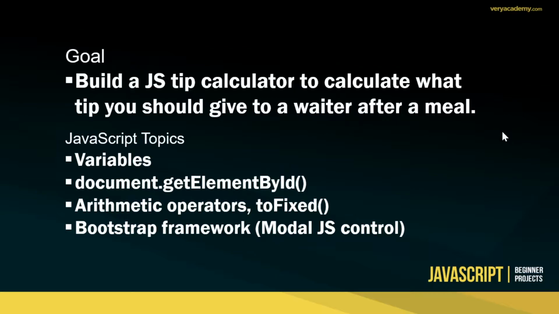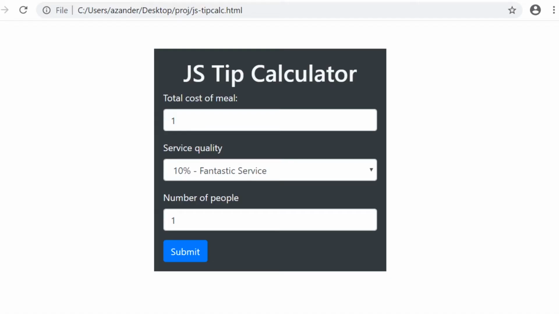So in this project, we'll be building a JavaScript tip calculator to calculate a tip that you might want to give the waiter, based upon the quality of your service. The JavaScript topics in this project include variables, document.getElementById, arithmetic operators, utilizing the toFixed function, and as per normal, utilizing the Bootstrap framework. And here we'll be integrating the Bootstrap modal and having a look at how JavaScript can control how that appears and disappears. Okay, right. So first up, let's have a look at the actual end product here.